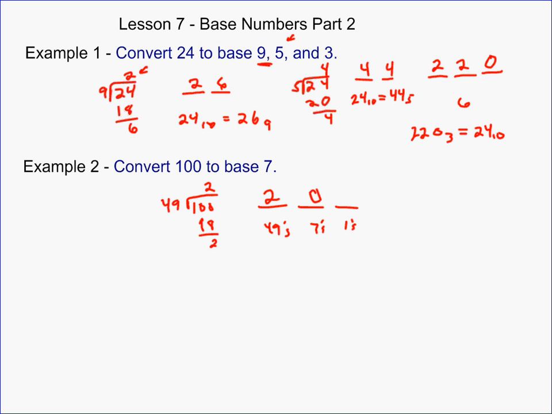But you've got to make sure you put that 0 in there. If you forget that 0, that's a big problem. And then how many 1s do I have? Well, I've got 2. So 100 is equivalent to 202 base 7. So 100 base 10 is equivalent to 202 base 7.